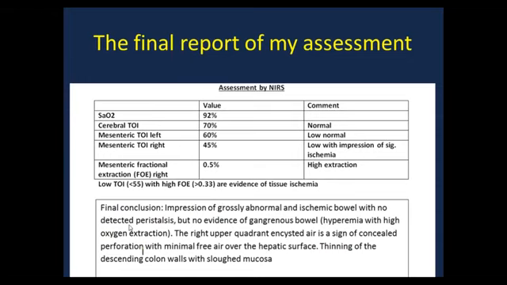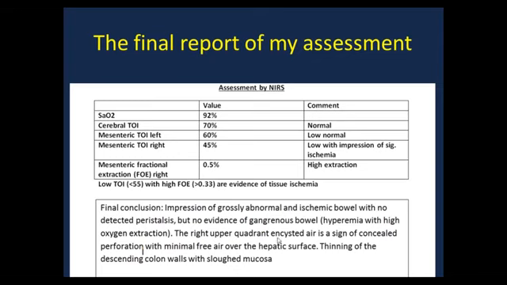And this is the final report. We rely on ultrasound and near-infrared spectroscopy in our assessment, but in this presentation I just focused on ultrasound. So the final conclusion in this case, based on our assessment, was as follows. Impression of grossly abnormal and ischemic bowel with no detected peristalsis, but no evidence of gangrenous bowel because of the presence of hyperemia with high oxygen extraction as detected by near-infrared spectroscopy.